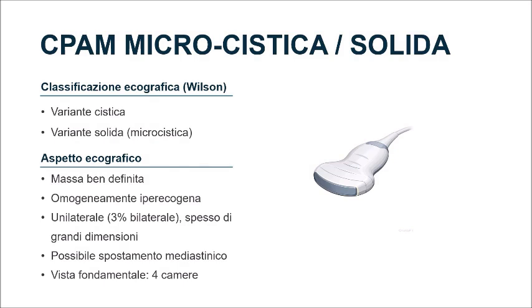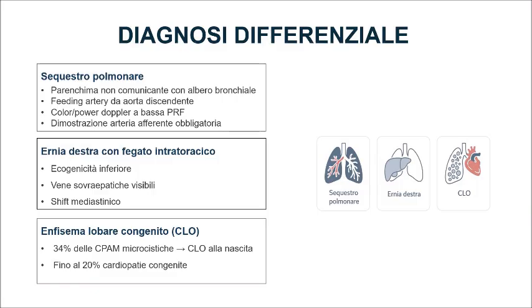The underlying etiology remains unknown, although some specific transcriptional anomalies have been described in studies. Histologically, the identified lesion involves only one pulmonary lobe, although during an ultrasound examination it may appear to extend to the entire lung when it is large. The differential diagnosis of the solid or microcystic form is the most complex, and in particular, it must be distinguished from pulmonary sequestration, right congenital diaphragmatic hernia, and congenital lobar emphysema.